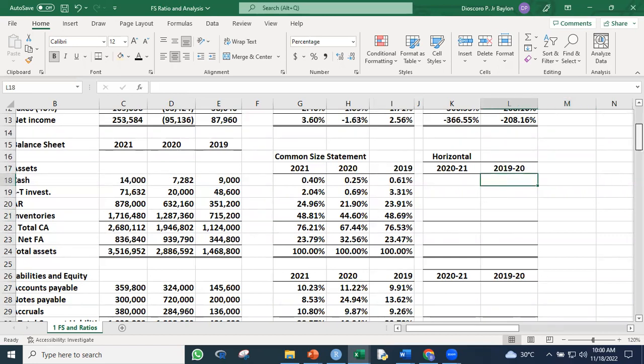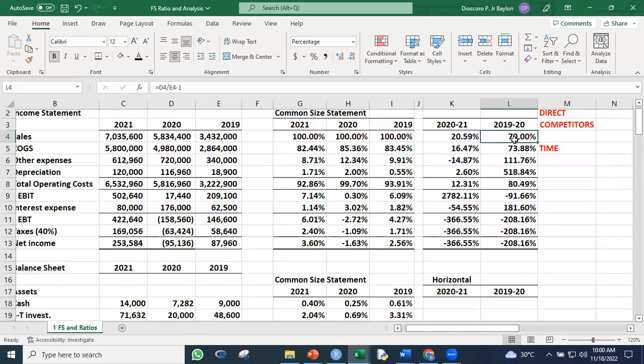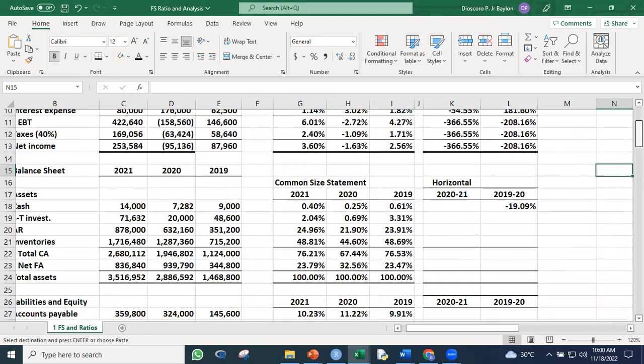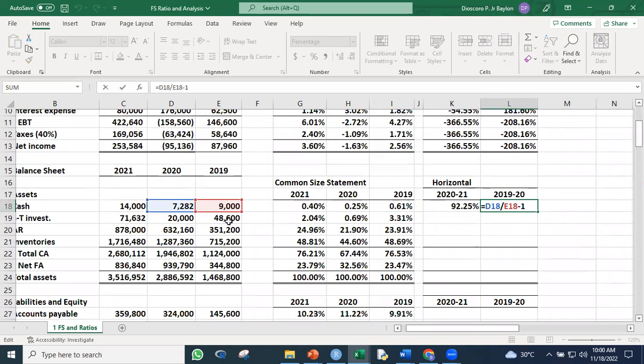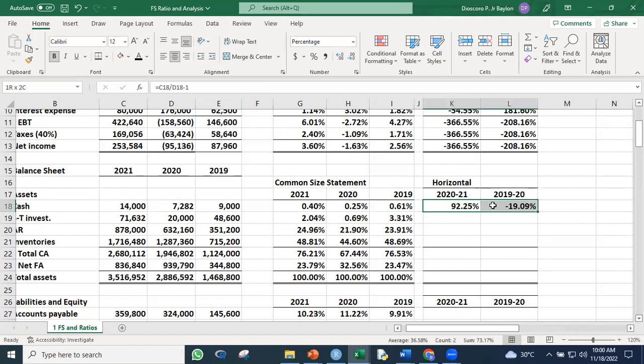It's the same formula actually. We can just copy this. Control C, Control V. So let's check. This one is cash. So current divided by previous minus 1. So we'll get a negative answer because the cash balance went down. Okay, and then copy down.